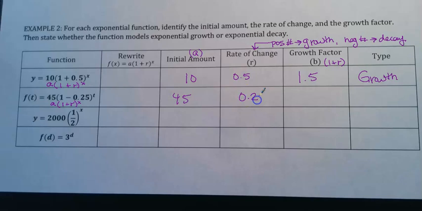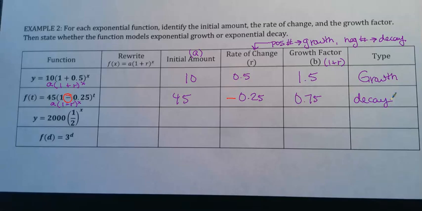Good, it's 0.25. Did you catch, though, that it's negative, right? Because this is minus. So this is negative 0.25. Good. So what's our growth factor? Growth factor, remember, is the 1 plus r. So what is 1 minus 0.25? Excellent, 0.75. And because this is a negative, it's subtraction here, then this is a decay. It's modeling exponential decay.